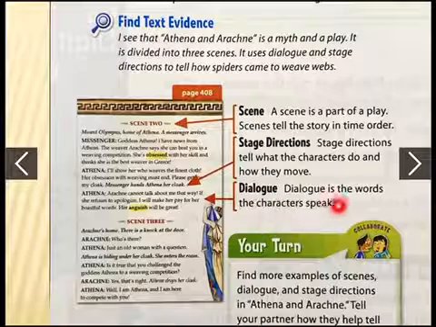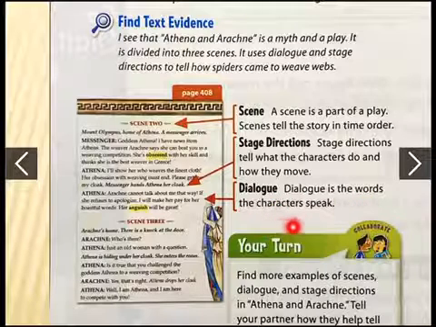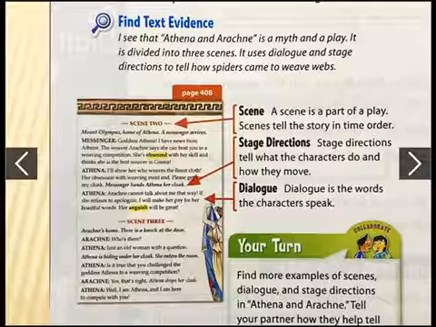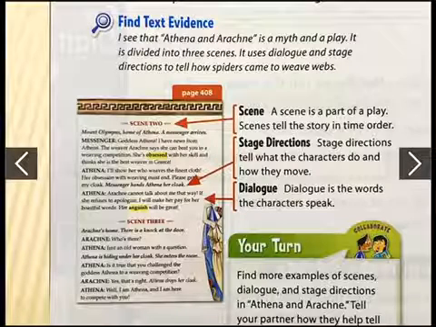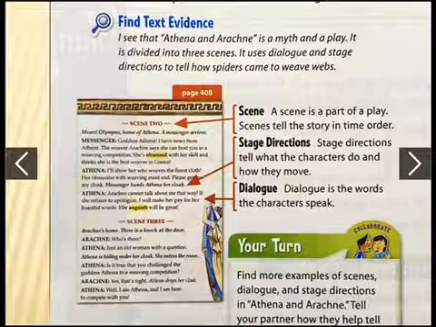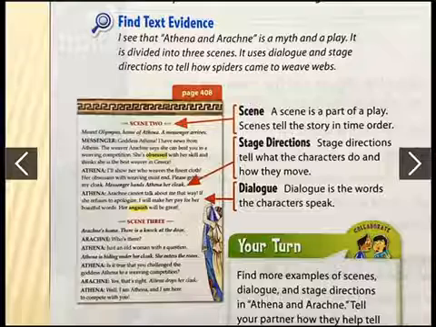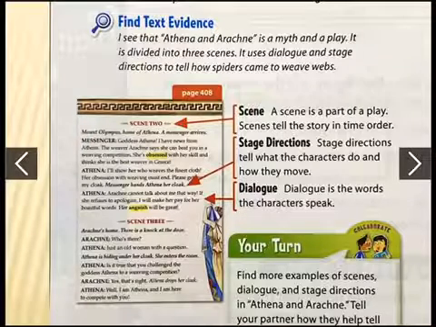And a dialogue is the words the characters speak. So, of course, there are characters in a drama. So that means characters will have to be talking to each other. So that talking to each other, we call it the dialogue.